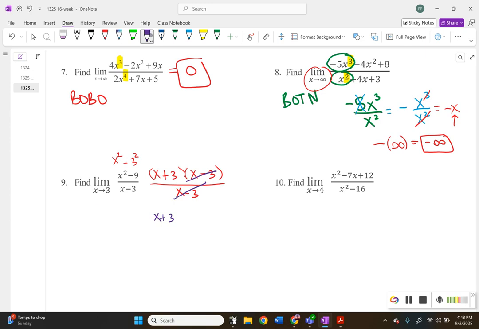So I factored, canceled, now I'm going to try again. So if I plug 3 in now, I'll have 3 plus 3, which is 6. And that is my limit.